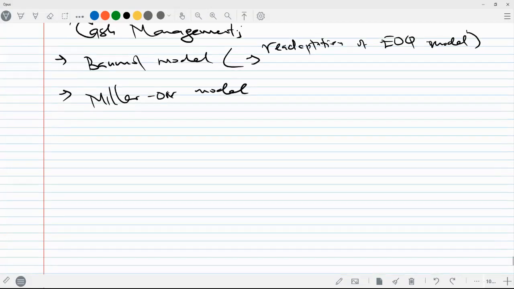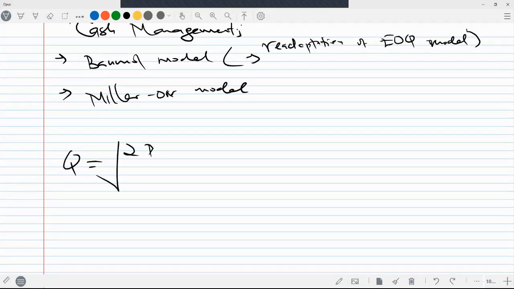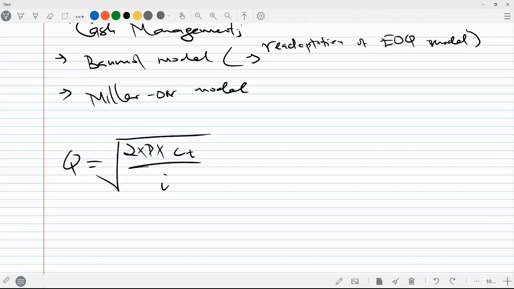The Q proposed by the Baumol model is equal to the square root of 2 times annual demand of cash, or annual surplus cash in case you have surplus, multiplied by the transfer cost, the cost per transfer, divided by the holding cost of cash. Here, this is not a P, this is a D, annual demand.